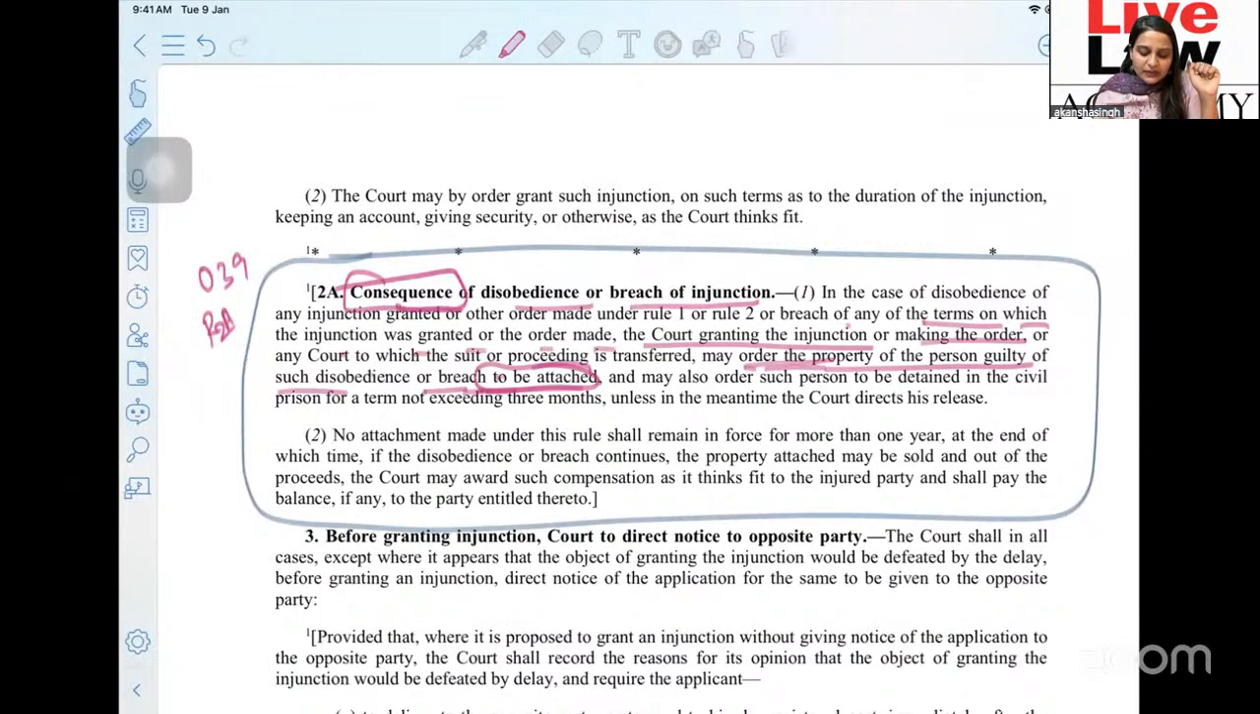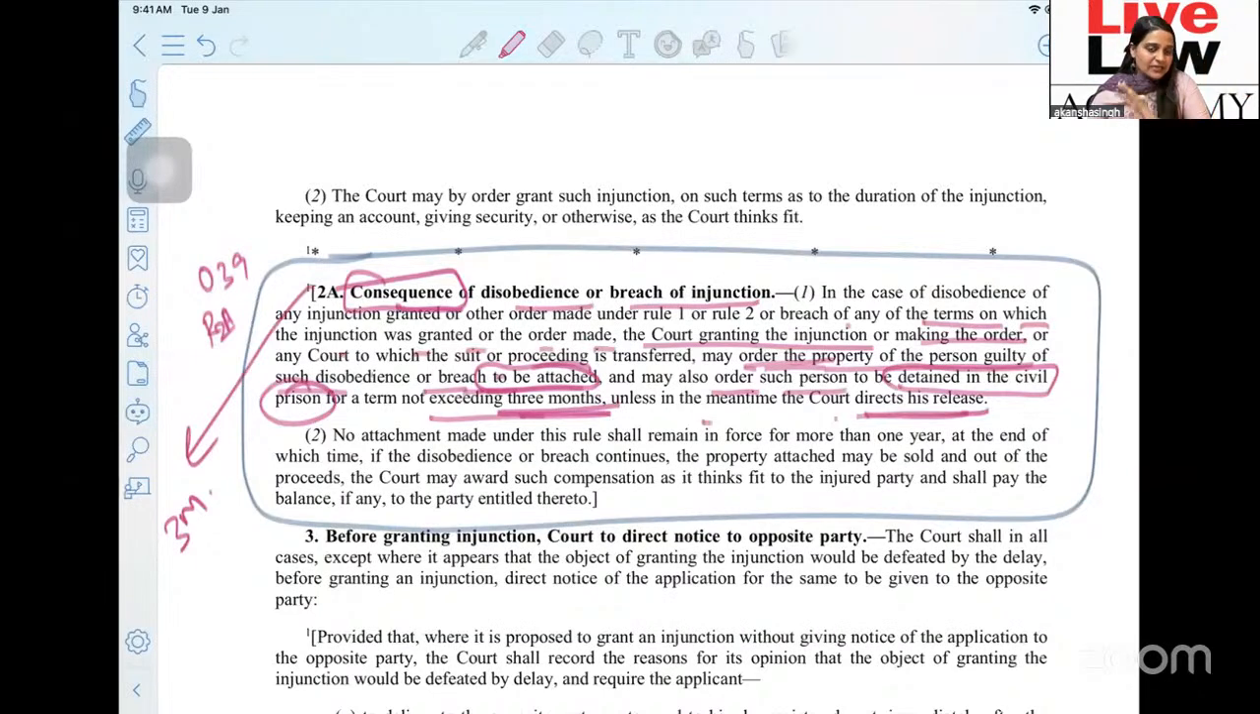Secondly, it may also order such person to be detained in civil prison for a term not exceeding 3 months. So there is imprisonment also, but it is detention in the civil prison, and the time period is important for your preliminary exam, which is 3 months, unless in the meantime the court directs his release. These are the essential factors which are important for you to remember when you try to understand the reasoning of the case.